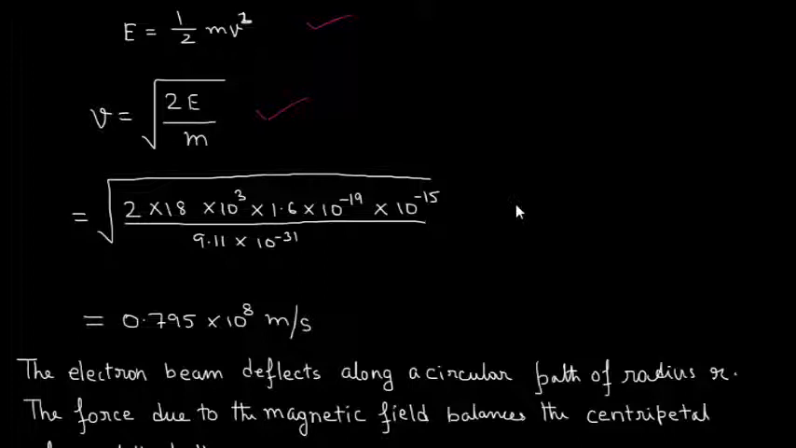Is equal to under root 2 multiplied by 18 multiplied by 10 to the power 3 multiplied by 1.6 multiplied by 10 to the power minus 19 multiplied by 10 to the power minus 15 upon 9.11 multiplied by 10 to the power minus 31, which is equal to 0.795 multiplied by 10 to the power 8 meter per second.